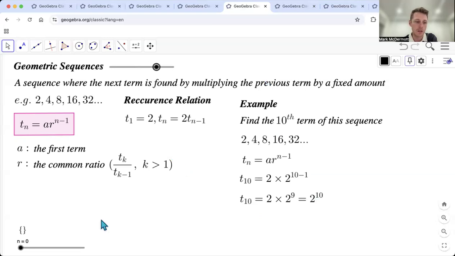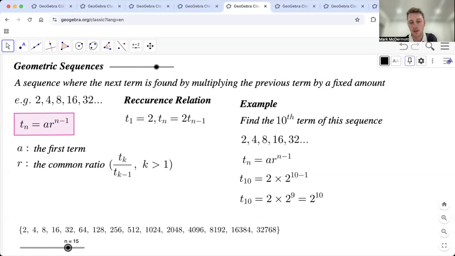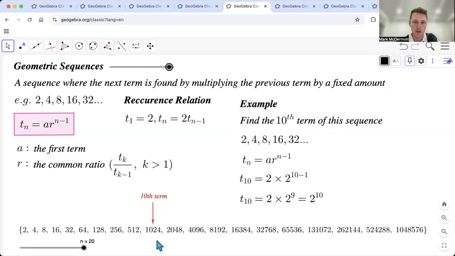And we can actually just generate that sequence: 2, 4, 8, 16, 32, 64, 128. You get the idea. You've played this game as a kid: how far can you double it? Anyway, that's the first 10 terms, and I think you would agree that that's the 10th term there, 1024.